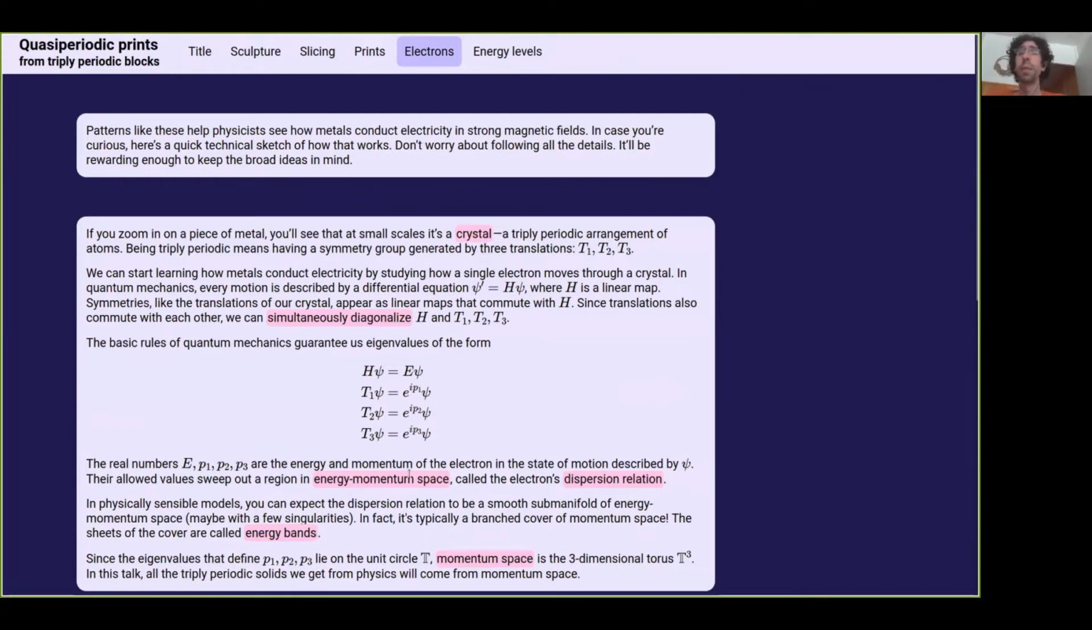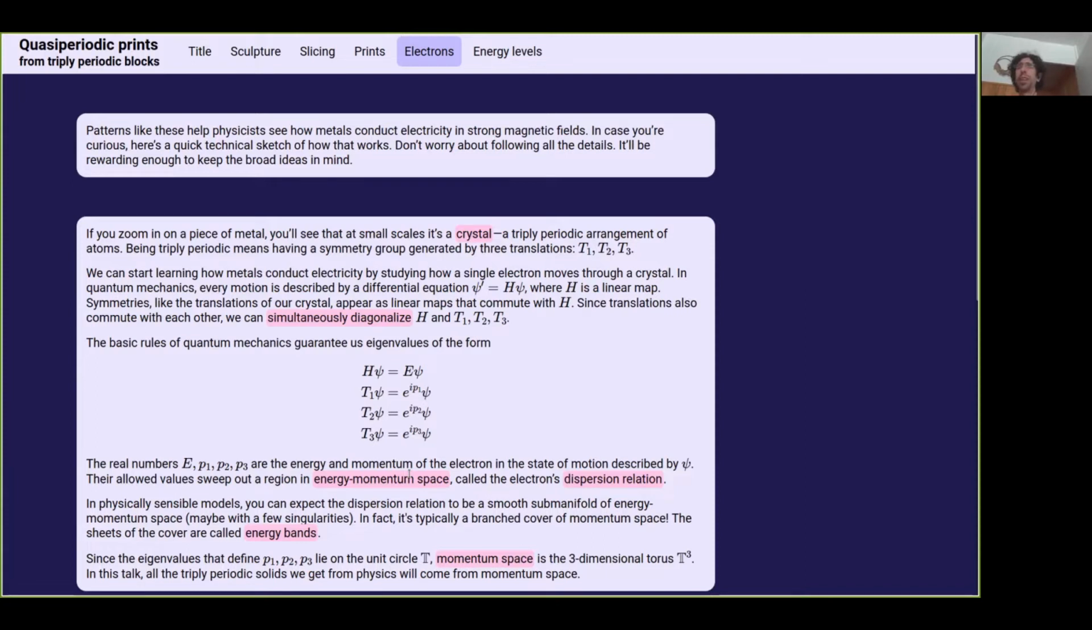So these patterns are really beautiful and striking, but I didn't start making them because of that. I started making them because Olga Paris-Moskovich, the person I mentioned before, brought them to the ICERN program, wanting to look at them because they show up in physics. Patterns like these help physicists understand how metals conduct electricity in strong magnetic fields. So when I first came to this area, I was fascinated by this.